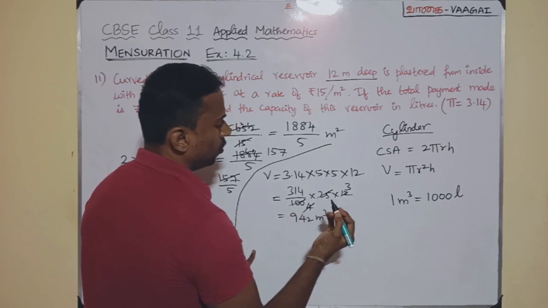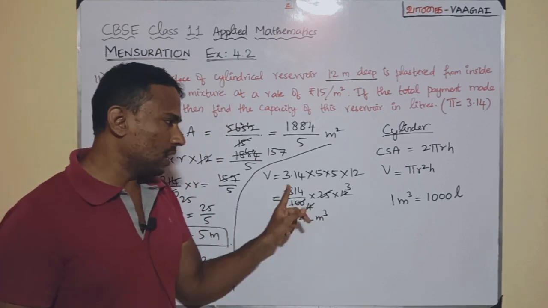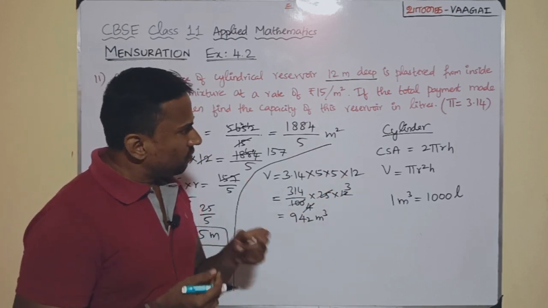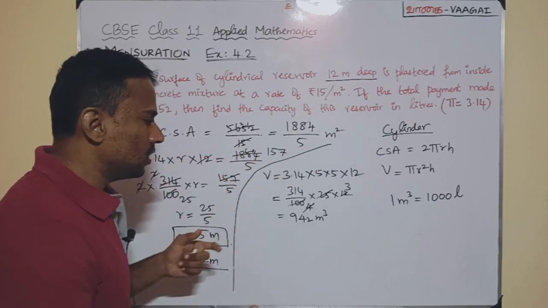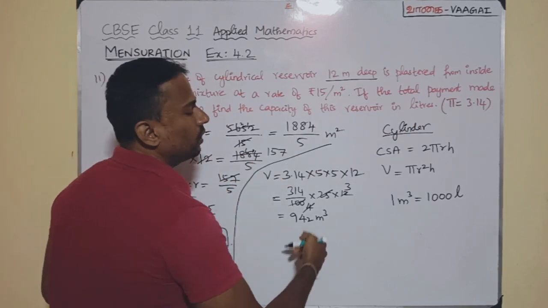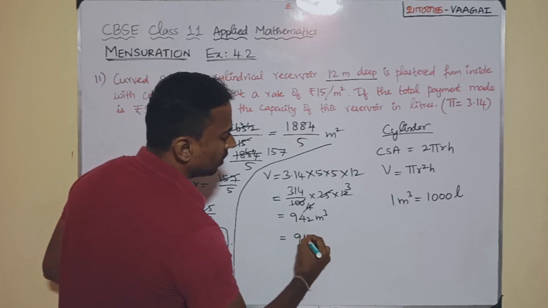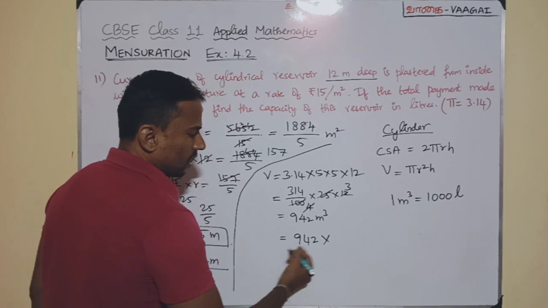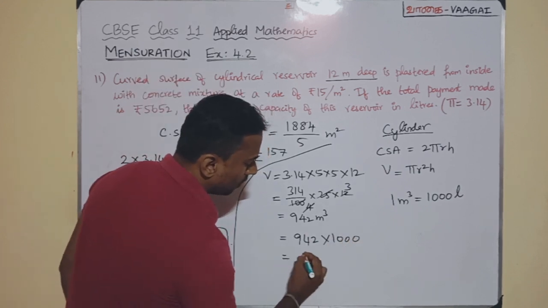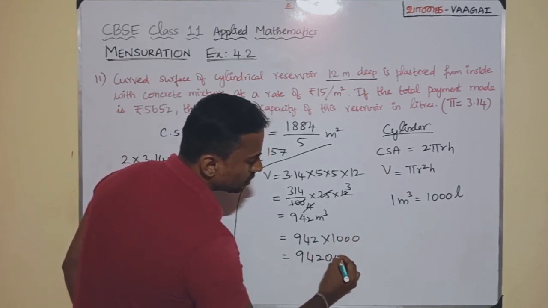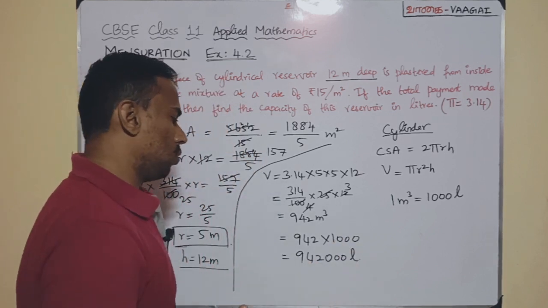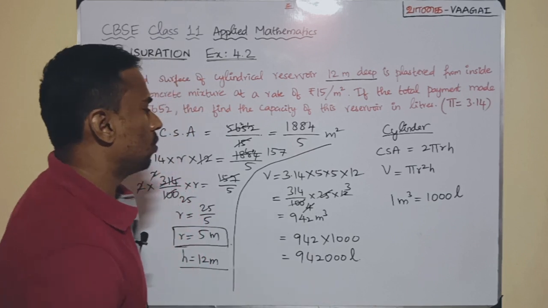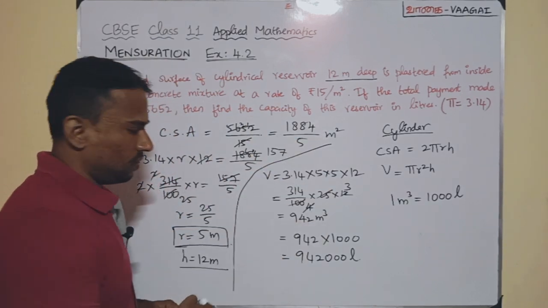942 meter cube. Why? Because the answer we get with these measures will be in terms of meter cube only. So volume will be in meter cube, but we want our answer in terms of liters. So this 942 meter cube can be given as 942 into 1000 liters, since 1 meter cube is 1000 liters, is it or not? So 942 multiplied with 1000, you will get 942 followed by 000 liters, so 9,42,000 liters. I hope the way we solve this problem is very clear to you.